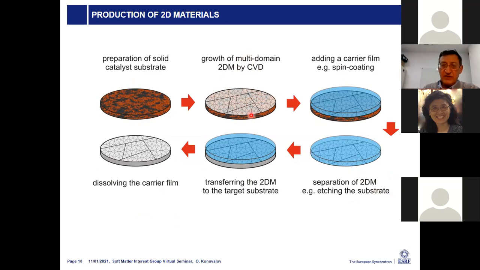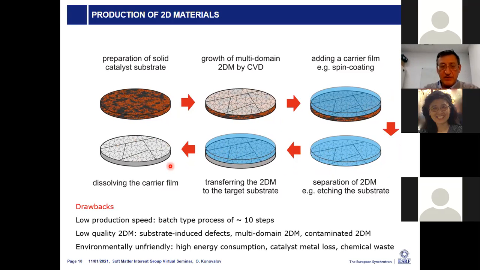This is going on at a high temperature. Then we cool down, and we add a carrier film, which is usually a polymer, which is spin coated, for example, on the surface. Then we put this in acid to etch the catalyst metal. Then it is transported to the target substrate, some devices. Then we again do chemical processing to remove the polymer film, and then we have our graphene on the targeted substrate, on the device. So here you can see there are several drawbacks.